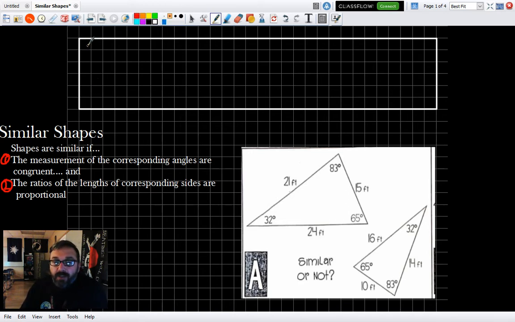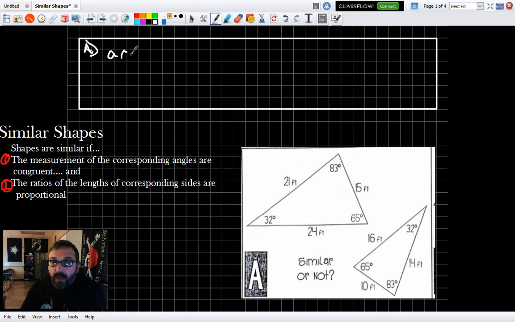So let's go on ahead. On your sheets, you're going to have these boxes. And yes, I expect you to put all of the work inside the box. The first thing is we got to write the two different questions that we need to ask. The first one is, are the angles congruent?